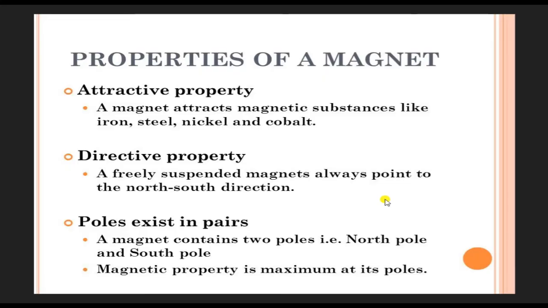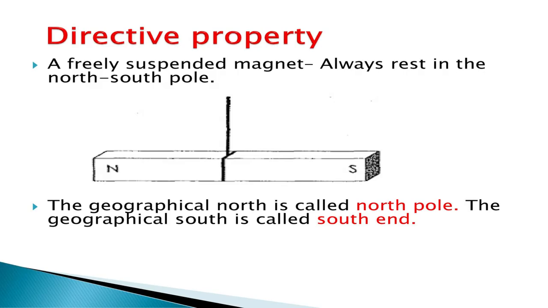The next one is the directive property. As it says, directive property means a freely suspended magnet always comes to rest in such a manner that one of its ends points towards the north direction and the other towards the south direction. That's why it is known as the directive property. It is called the directive property because it indicates the direction. Which direction? North and south direction.